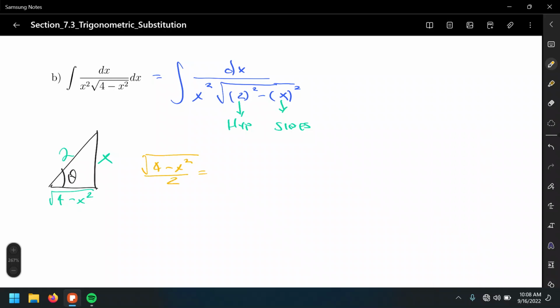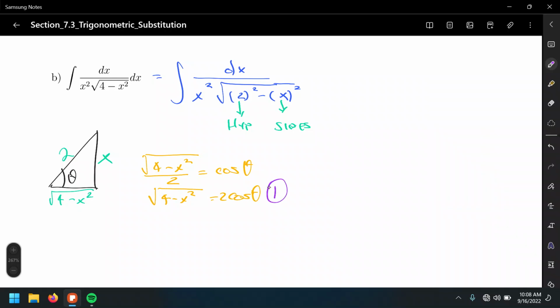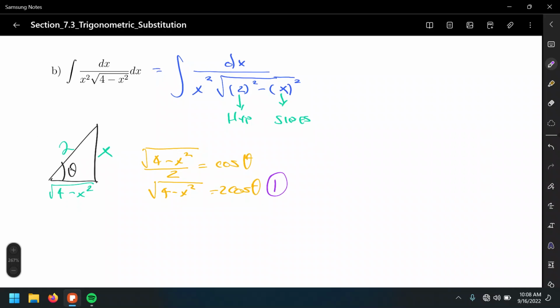And what trigonometric function is that? Cosine, because isn't that adjacent over hypotenuse? So that's cosine theta, and that means let's solve for the radical. That's 2 cosine theta. So that's the first piece of information that we need. Number 1, an expression for the radical. We got that part. Okay, so we need to find a substitution for the dx part.